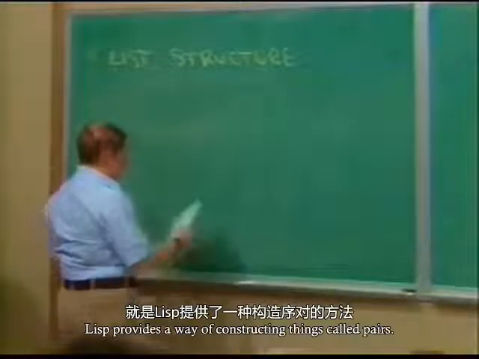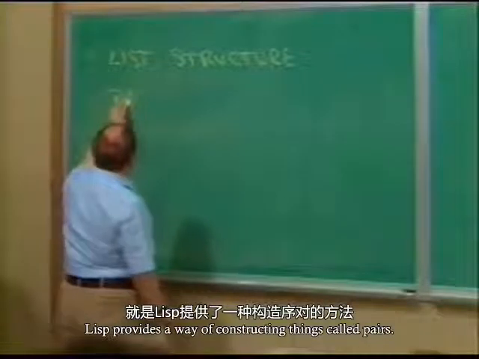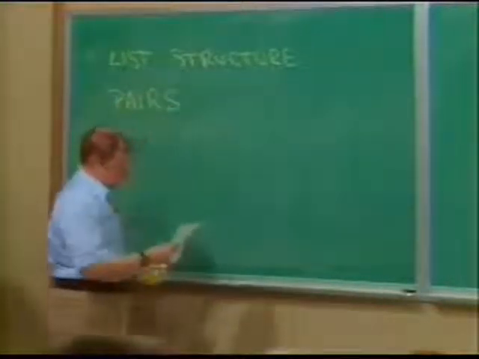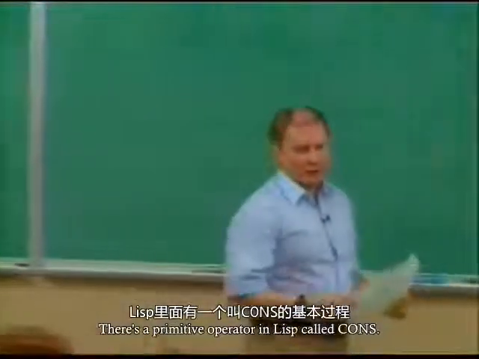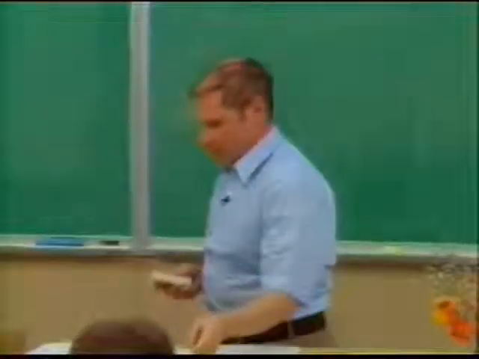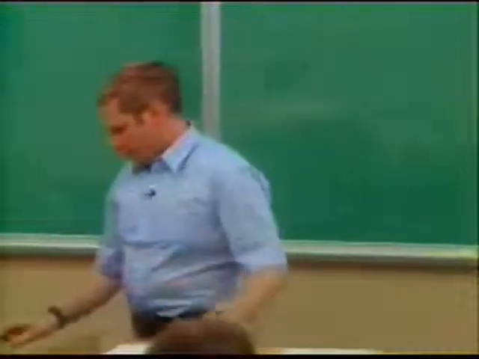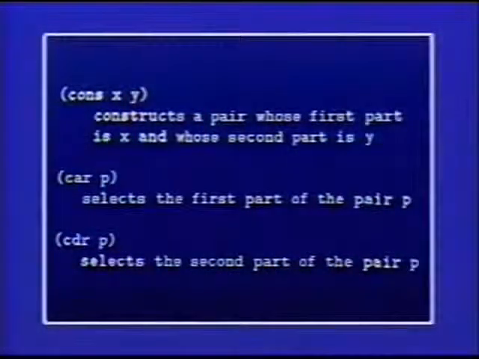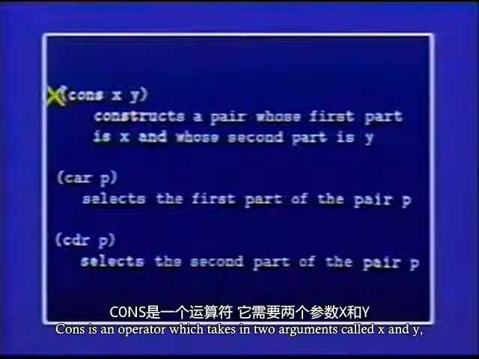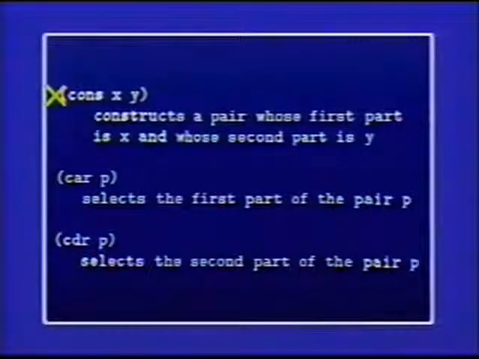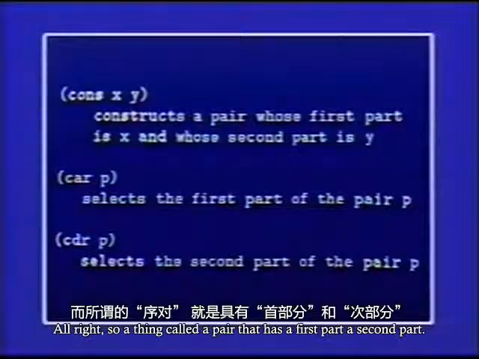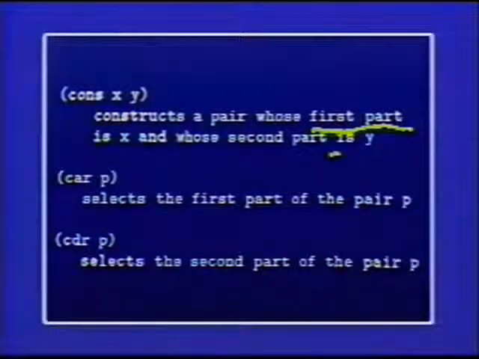More precisely, Lisp provides a way of constructing things called pairs. There's a primitive operator in Lisp called cons. Cons is an operator which takes in two arguments, x and y, and it returns a thing called a pair, which has a first part and a second part.